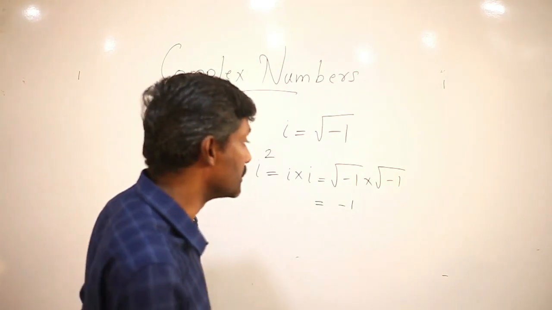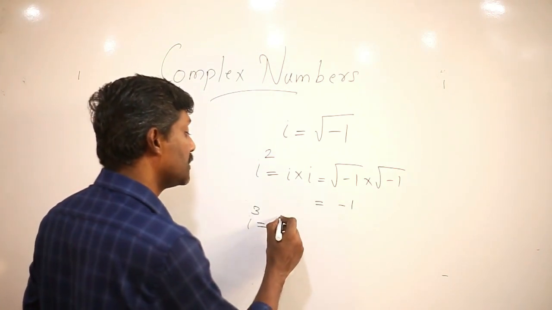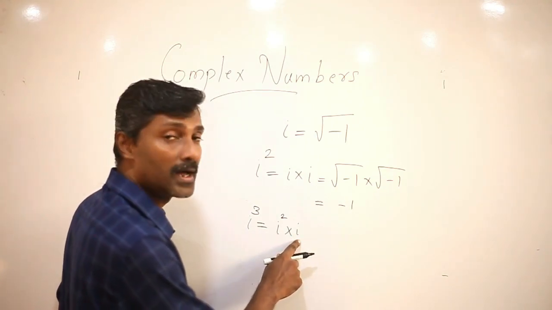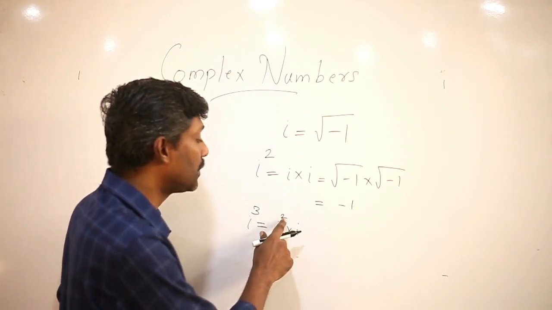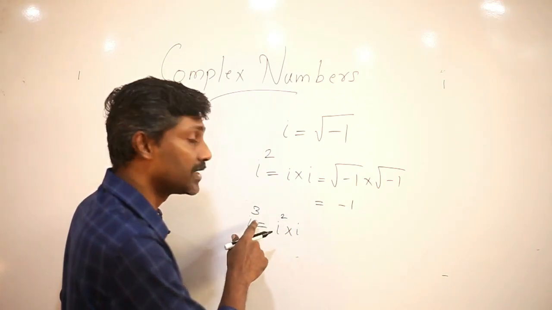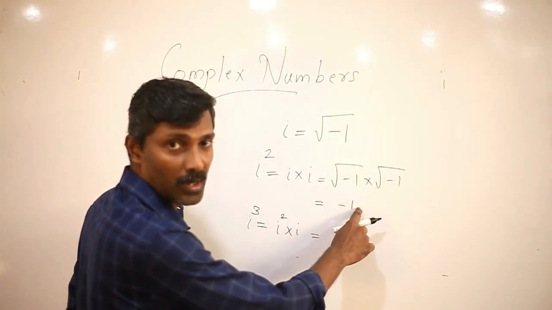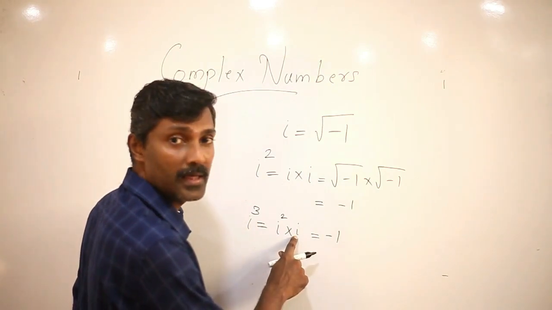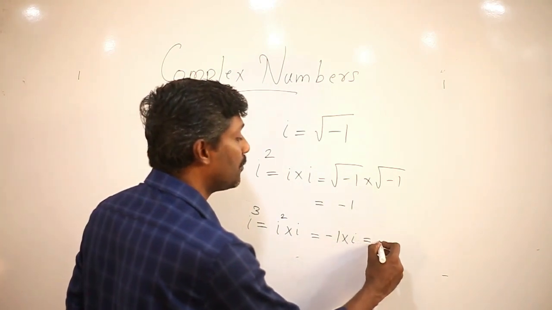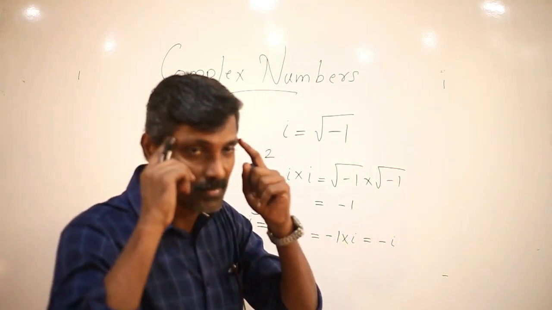Very important in solving problems, okay? And what about i cube? i cube is i square into i, right? i means i raised to 1. So i square into i means just add the powers of i. Here the power of i is 2, here the power of i is 1. So i square into i means i raised to 2 plus 1, which is i cube. Now we already know the value of i square and i. i square is minus 1, and i let it be i itself. So what is minus 1 into i? It is nothing but minus i. So i cube is nothing but minus i. Just memorize that, okay?